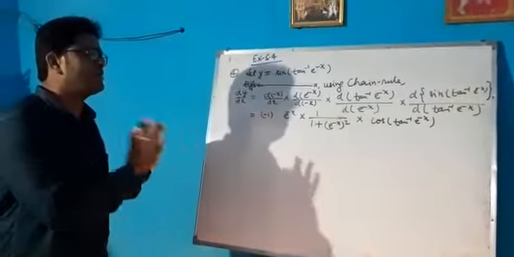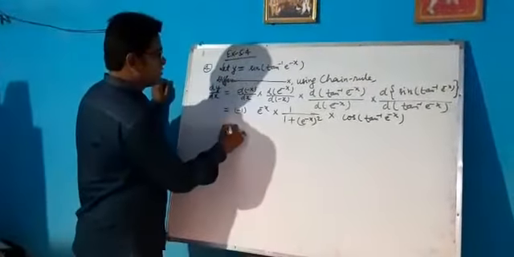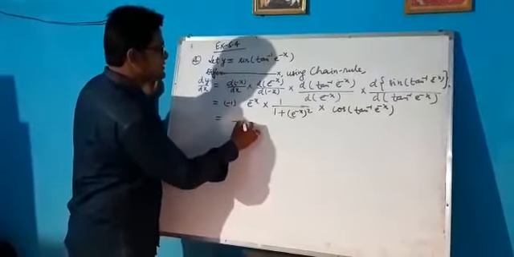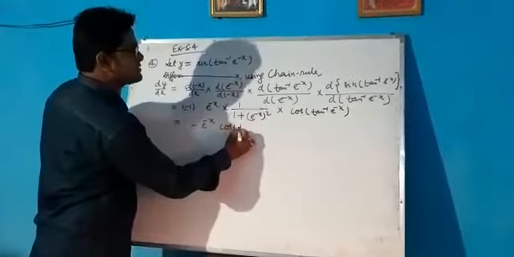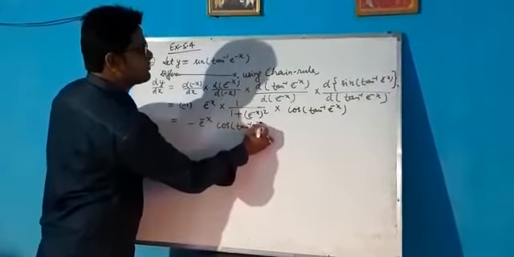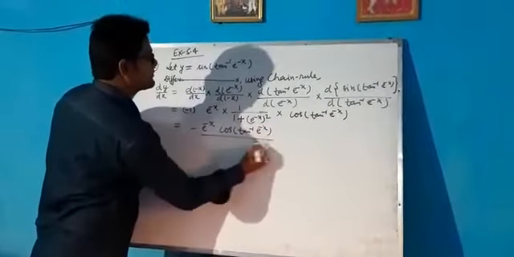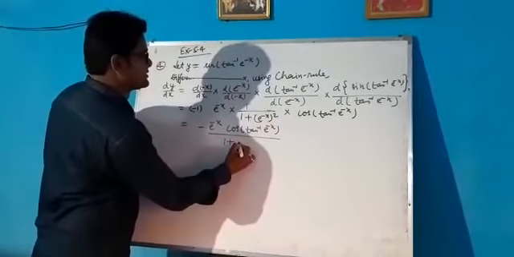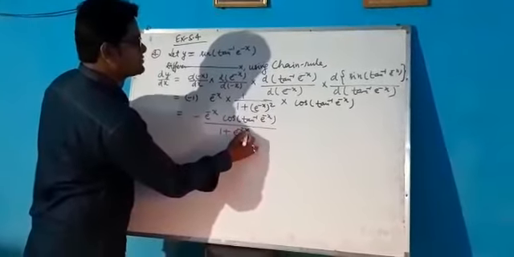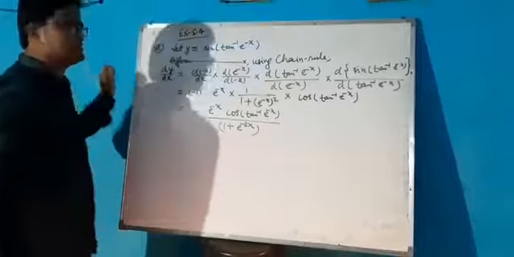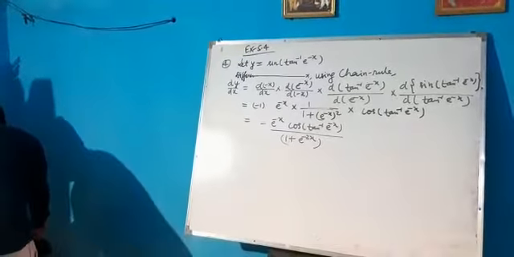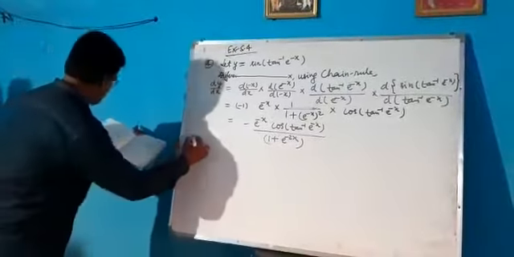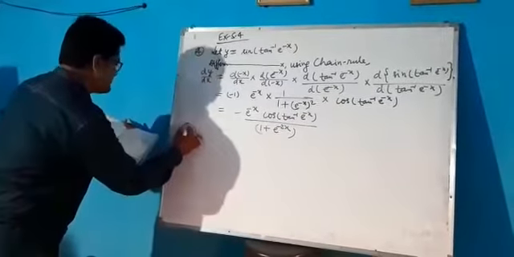You can leave the solution here also. So it is minus e to the power minus x cos tan inverse e to the power minus x by 1 plus e to the power minus 2x. This is your final answer. Now the next question is based upon the same type of concept. The next question is question number 10.